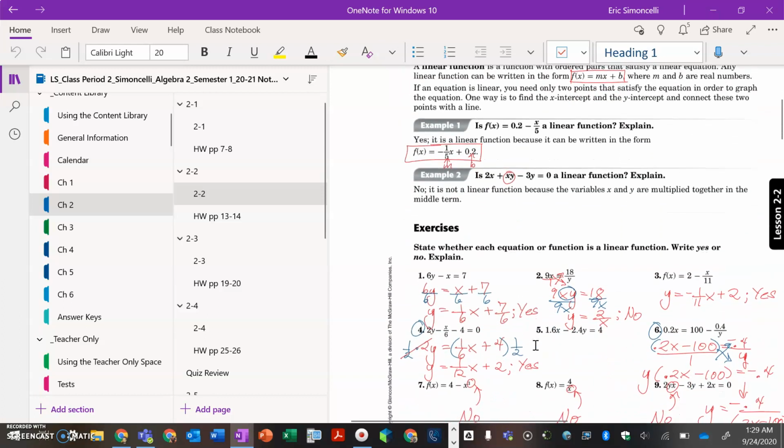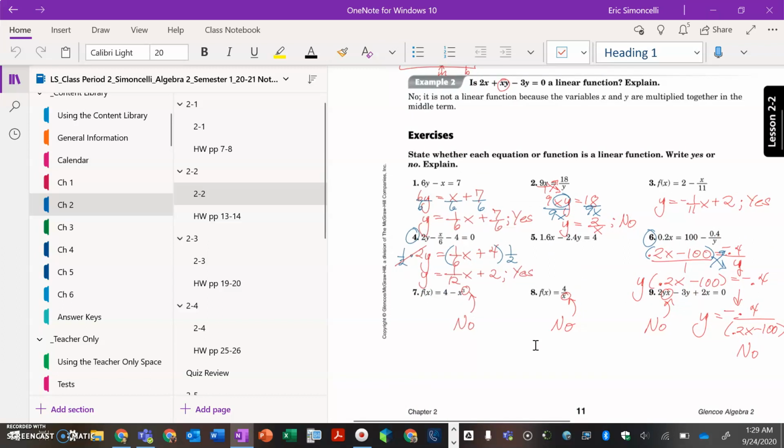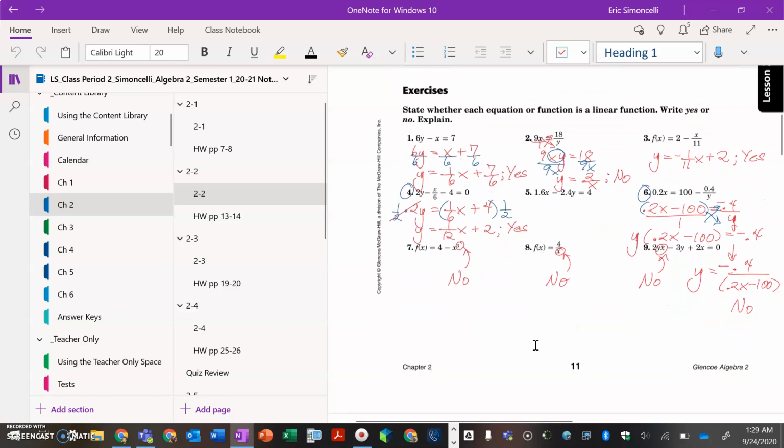All right, in the next set of exercises, I do ask that you take a look at some of these on your own. I'm going to express to you maybe one here just to kind of show what is all entailed. Number 1 is fair, I think, to take a look at here. It says state whether each equation or function is a linear function, then write yes or no and explain. So for this equation, if we try to get y by itself, which you can do by adding x, then in the next step dividing by 6. When you do that, you simply have y, and that equals 1/6 x plus 7/6. So this in fact is y equals mx plus b, I would argue. And yes, it is a function.